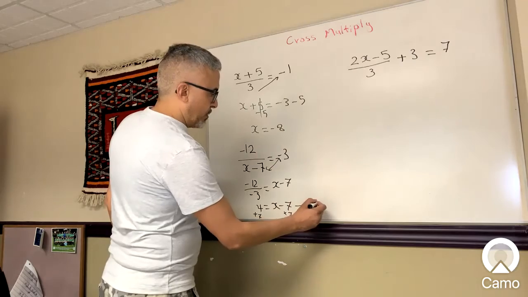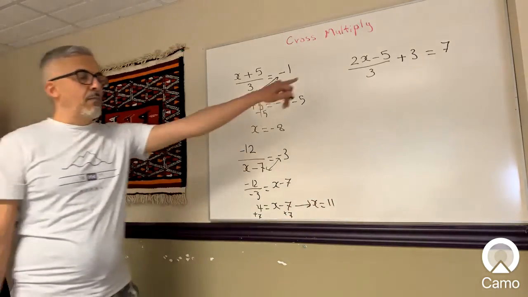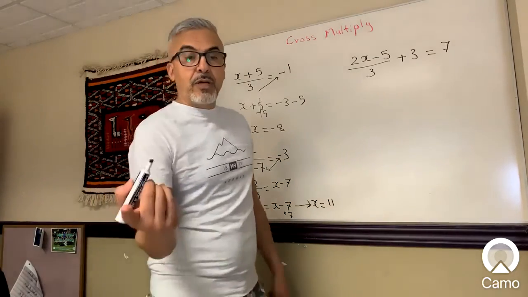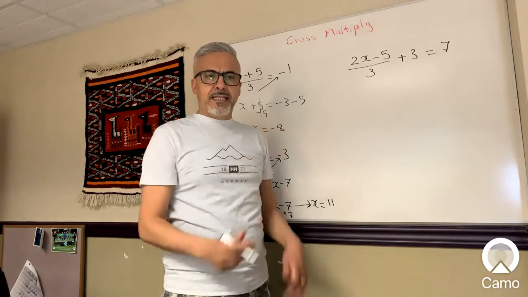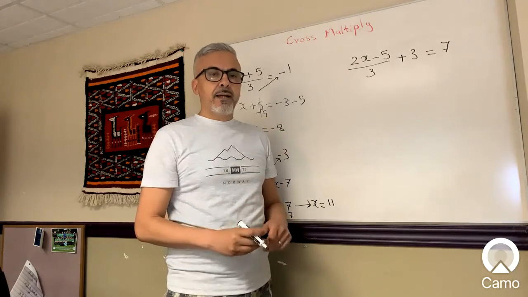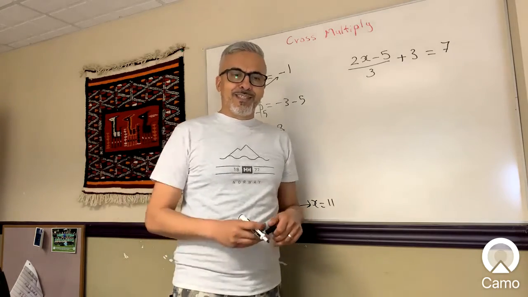And therefore, you get x equals 11. How about there? So can we cross multiply right away? Remember, we did something a little bit simpler, and I said, no, you can't cross multiply. What's the reason?